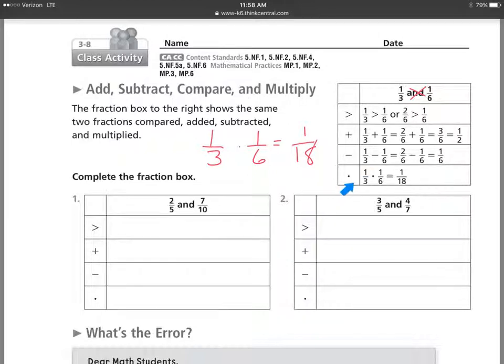Take a look at their answer here. 1/3 times 1/6 is 1 over 18. So this is how you should be completing problems 1 and 2. So pause the video now and complete those problems. Come back for the rest of the lesson.